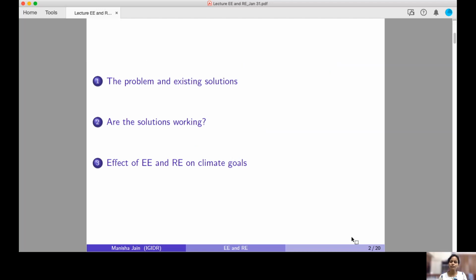So, going into the flow of today's lecture, I will begin by elaborating a bit on the problem and what are the existing solutions that we are using. Then we look at how we are measuring the impact of these solutions. And then we come to the very specific topic of how we can best measure the effect of energy efficiency and renewable energy on one of the goals of sustainability, which is to address climate change.